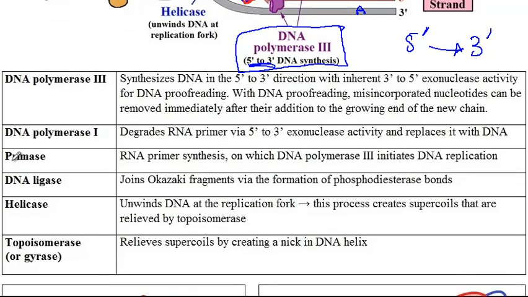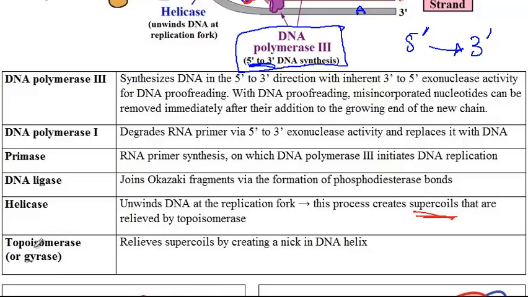As we just discussed, we have the primase, which creates a template of RNA on which DNA polymerase 3 can initiate the DNA replication. DNA ligase is used to join the Okazaki fragments via the formation of phosphodiester bonds. Helicase was used to unwind the DNA at the replication fork, but this process creates supercoils, and these supercoils are relieved by the topoisomerase enzyme, the other name for which is gyrase.